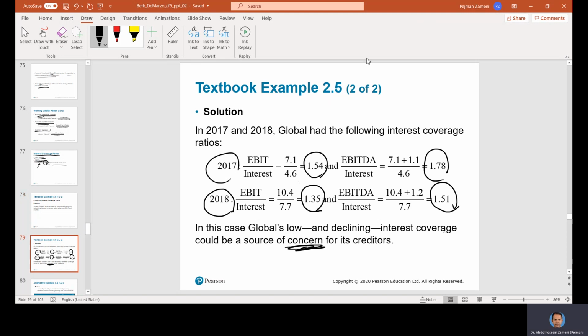In 2017, this ratio was 1.54 and in 2018 it is 1.35, so it is reducing. And the other ratio went from 1.78 to 1.51. In this case, Global's low and declining interest coverage could be a source of concern for its creditors. It is a concern if the company is not able to pay its debt and interest to the creditors or the bank.